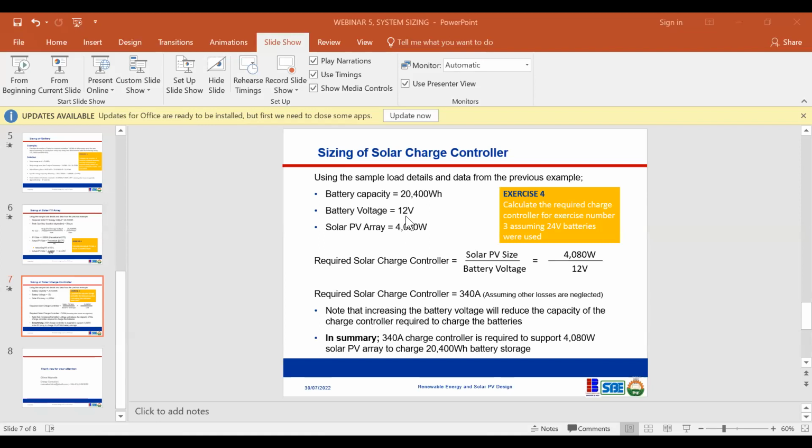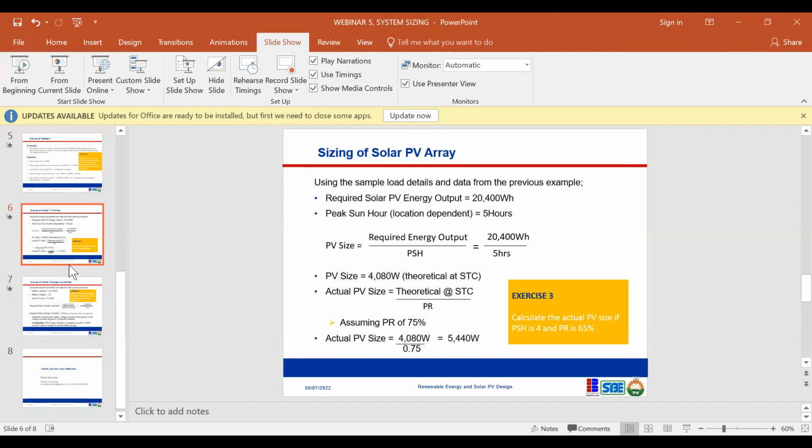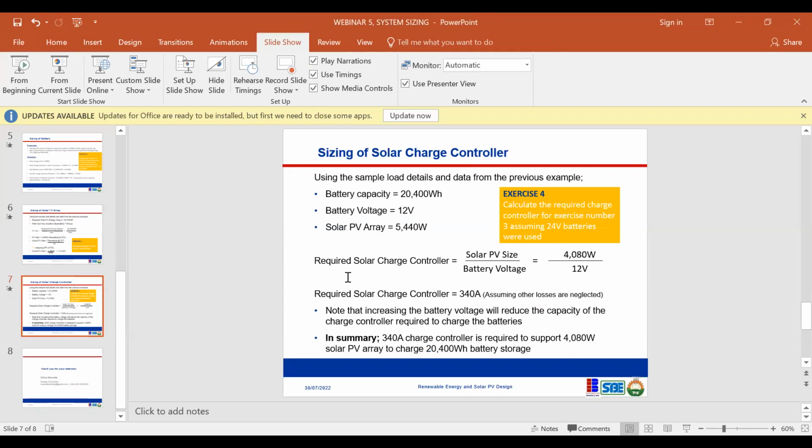Sorry, let me quickly ask a question. For the PSH, how do you establish PSH? Are there established figures already? For example, across different areas in Nigeria, is there a chart that shows different PSH? The average in Nigeria is 5. For design purposes, please use 5. If you're designing in the north, in Sokoto, you can use 6.